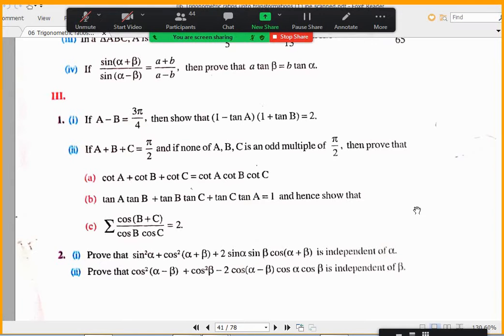Okay, sigma cos(B plus C) by cos B cos C. Please mute yourself. Somebody got unmuted. Anyway, I don't know what they did.